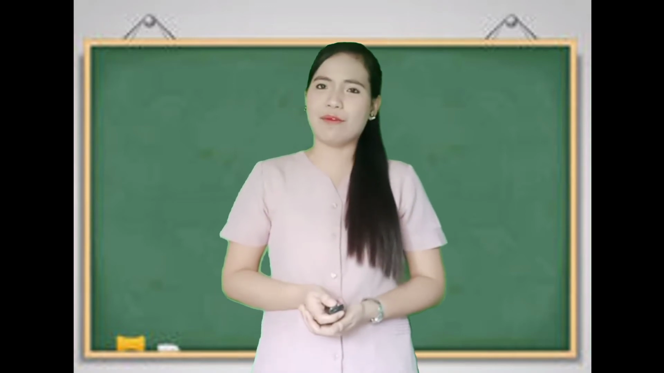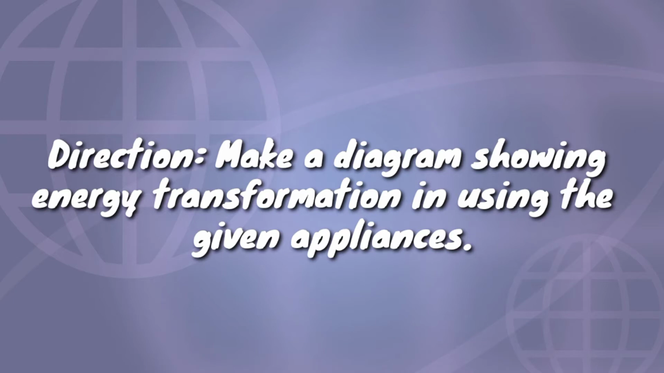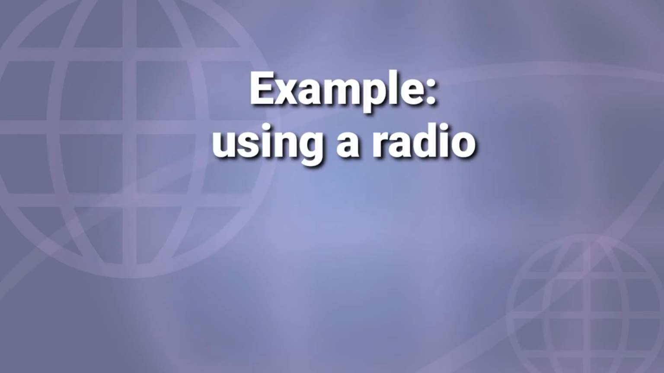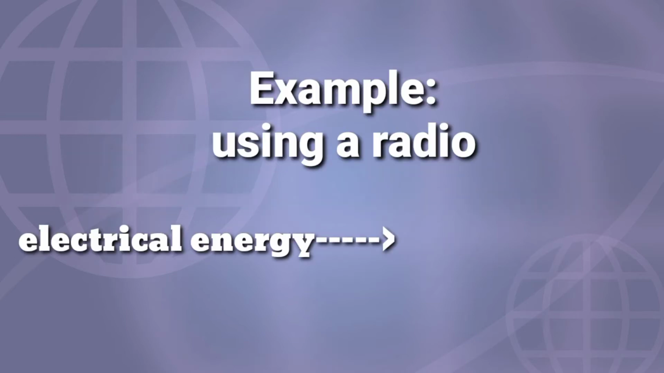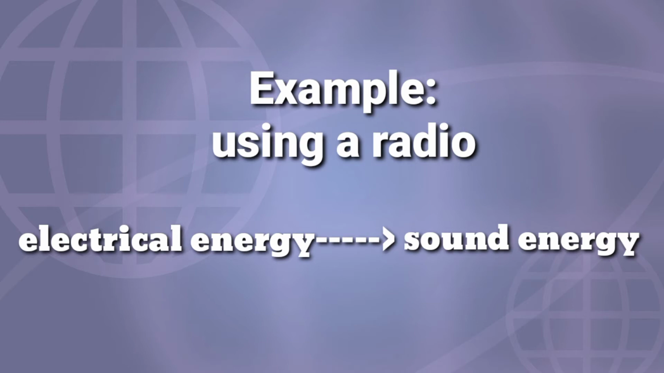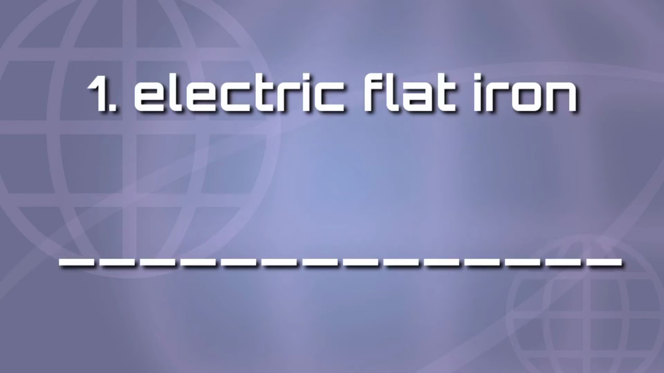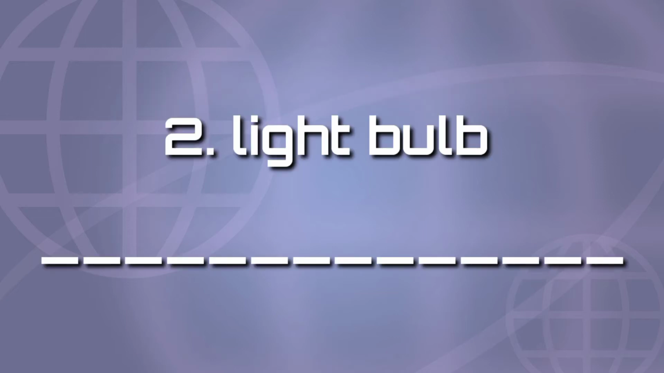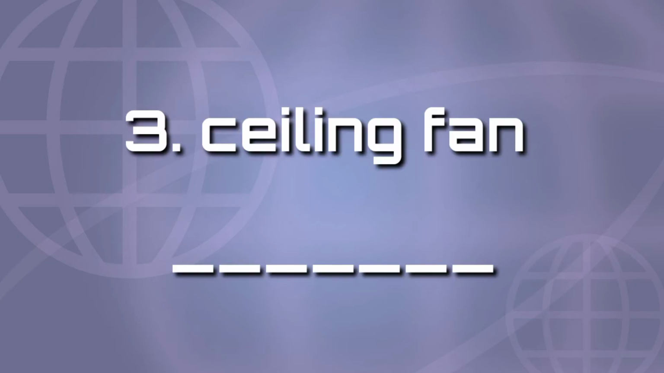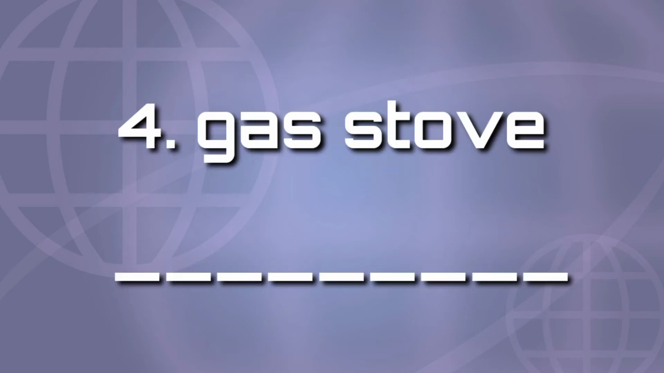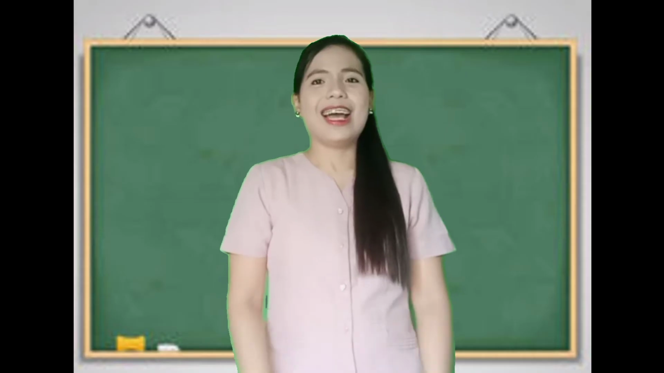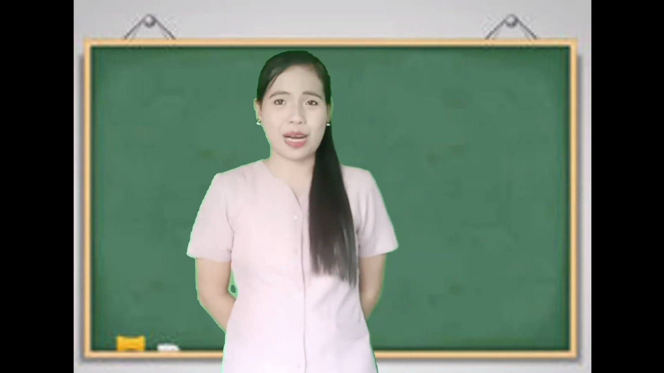Let's try to answer activity 1. Direction. Make a diagram showing energy transformation in using the given appliances. Example, using a radio. So from electrical energy to sound energy. Now, how does energy transform when you turn on an electric flat iron? Number 2, a light bulb. 3, a ceiling fan. 4, a gas stove. And 5, bicycle. Are you done answering activity 1?